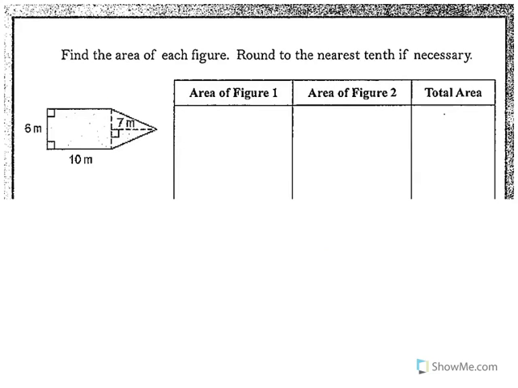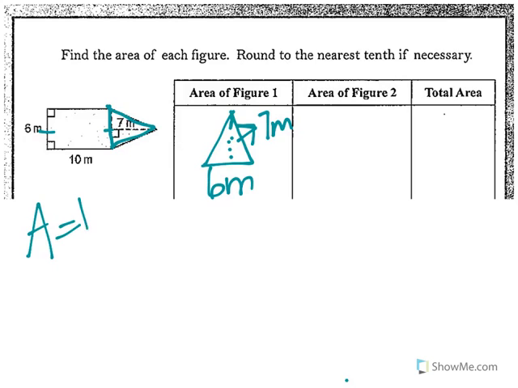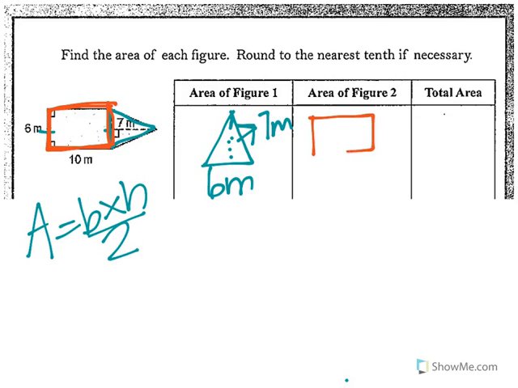Alright, so let's look at the triangle first. So we have a triangle that has a height of 7 meters and a base of 6 meters. We find the area of a triangle: area equals base times height divided by 2. Then we'll need to find the area of our rectangle. So we have a rectangle that has a length of 10 meters and a width of 6 meters. We find the area of a rectangle by multiplying length times width.